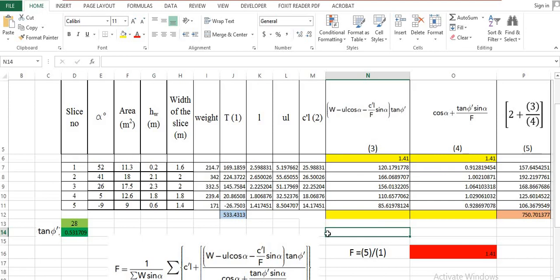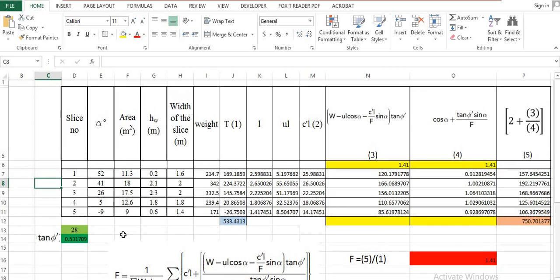Okay, so we'll meet again in the next lecture, which is based on software analysis using GeoStudio or SlopeW. Let's see how we analyze slopes using that software, the GeoStudio or SlopeW software package. Okay.